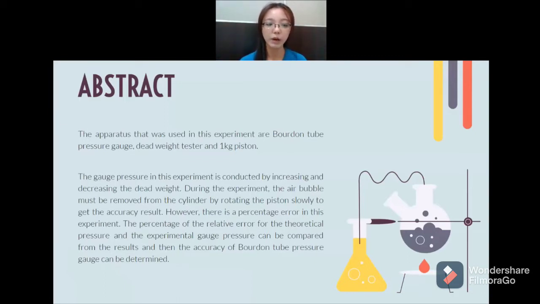During the experiment, the air bubble must be removed from the cylinder by rotating the piston slowly to get the accurate result. However, there is a percentage error in these experiments, which means that the experimental data is affected by the theoretical values as there were some errors that happened during the experiments. The percentage of the relative error for the theoretical pressure and the experimental gauge pressure can be compared from the result, and then the accuracy of Bourdon tube pressure gauge can be determined.